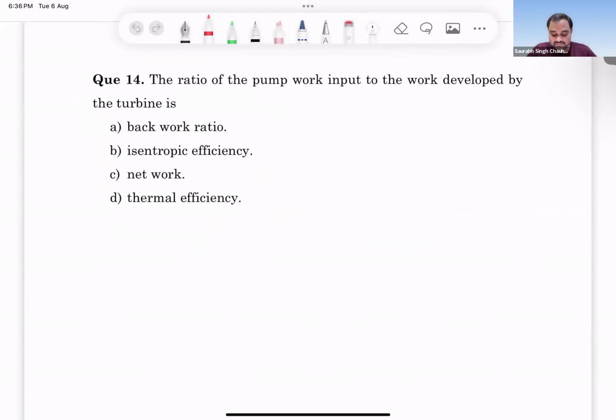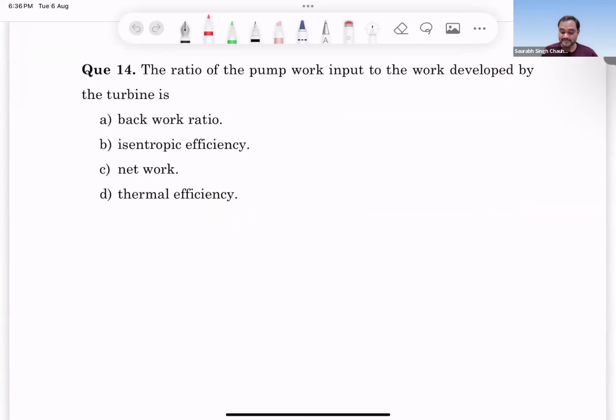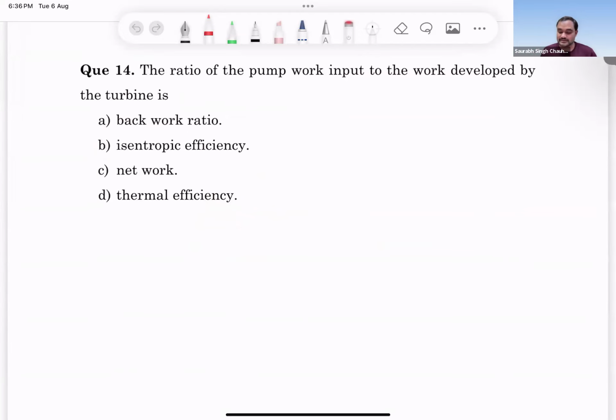Question number 14 says the ratio of pump work input to the work developed by the turbine. So this is just a definition based question. It is called what? Back work ratio or isentropic efficiency or net work or thermal efficiency. Okay, we will discuss all these terms one by one. Let us begin with isentropic efficiency.